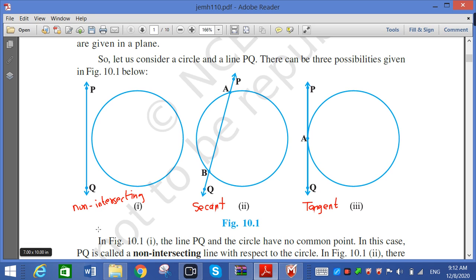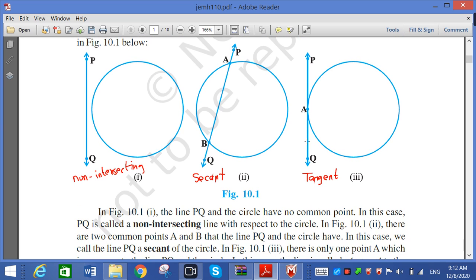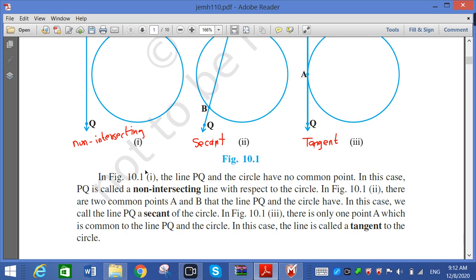So in the first condition, PQ is a non-intersecting line. In the second condition, the line intersects the circle at 2 points, that is A and B. And in the third condition, line PQ touches the circle at 1 point. So 3 conditions and 3 definitions we must understand. In figure 10.1, the line PQ and the circle have no common point.